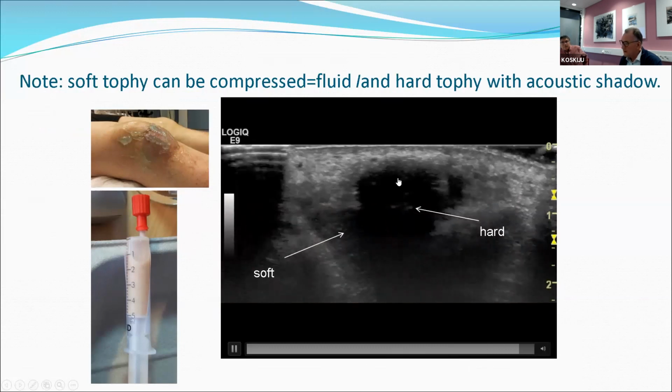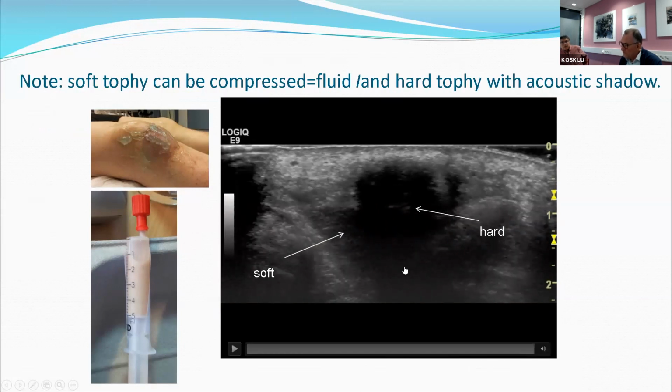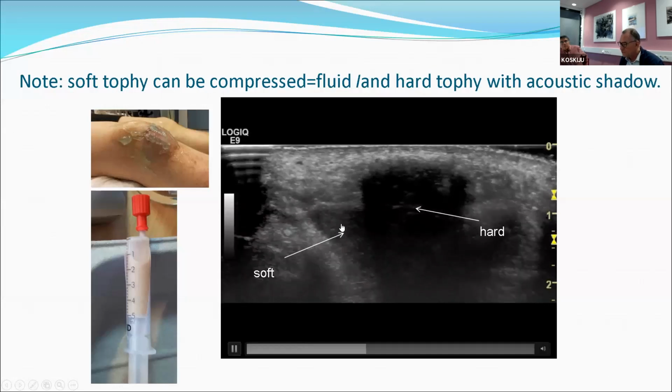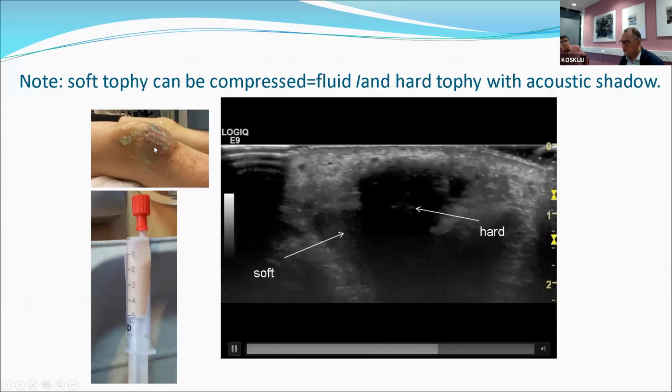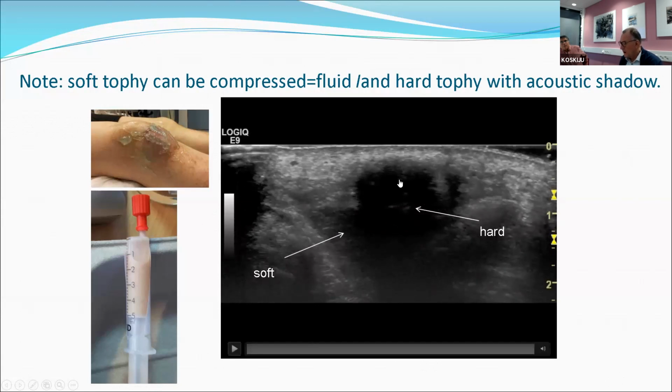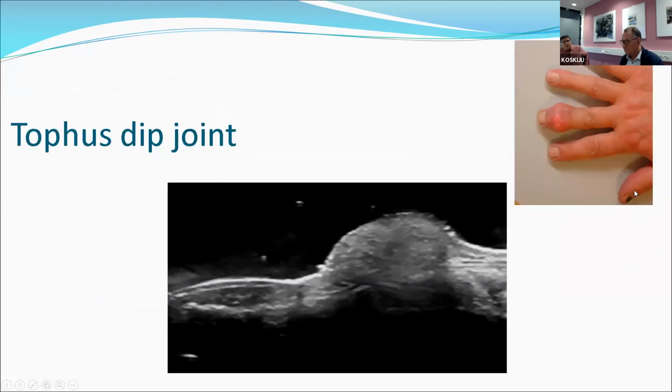This is so thick gout that the beam cannot go through it. But here, it can go through. It's fluid here, it's soft, and I take the material out here. So this was a huge untreated gout with hard tophi and soft tophi. Tophi in the deep joint. Actually, we don't need any ultrasound here because it's so obvious.